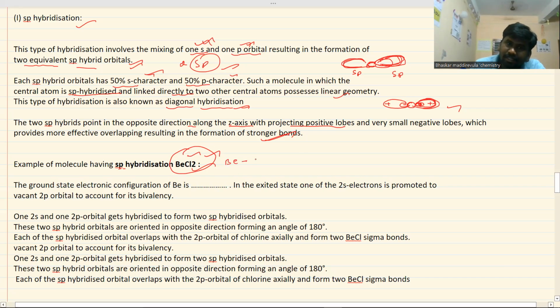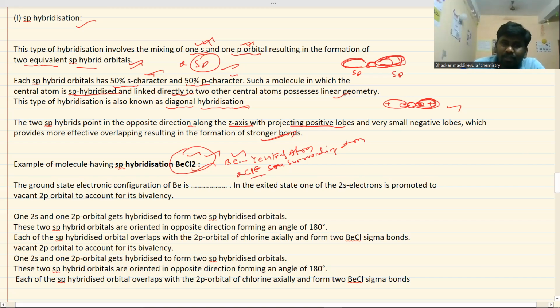Here beryllium is the central atom, and the two chlorines are the surrounding atoms. Already we learned how to identify the central atom: the element with low electronegativity automatically becomes the central atom. Here the less electronegative element is beryllium compared to chlorine, so it is the central atom. This is the way you can identify central atoms.